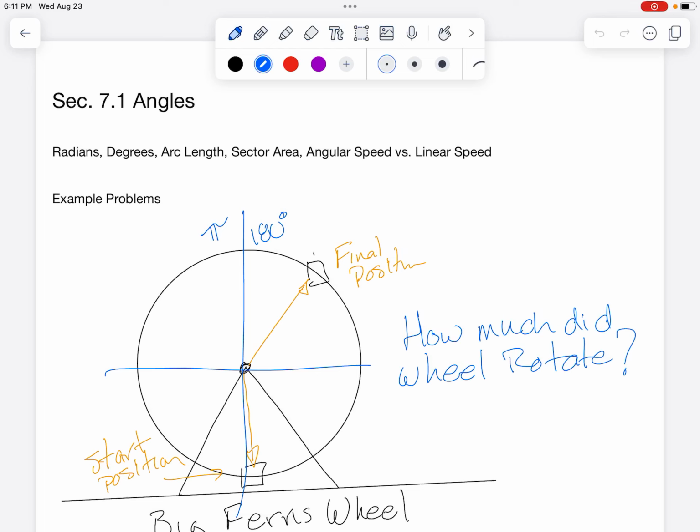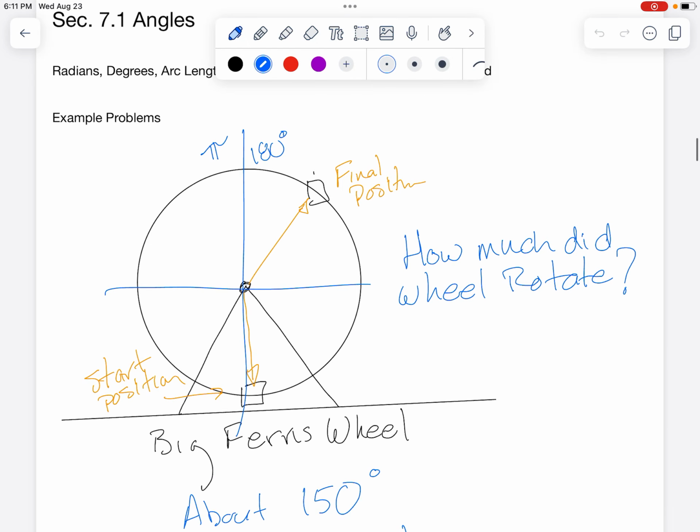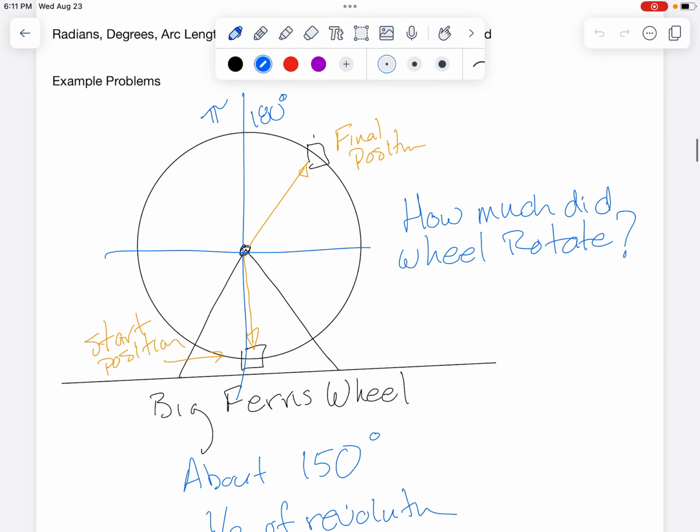Today I wanted to talk about section 7.1 and angles as we begin the semester. The example we did in class today was given a Ferris wheel, and suppose you start down here at the start position, and you rotate around until you end up at the final position. And so the question is, how much did the wheel rotate?